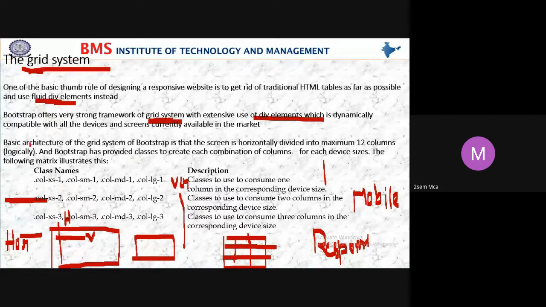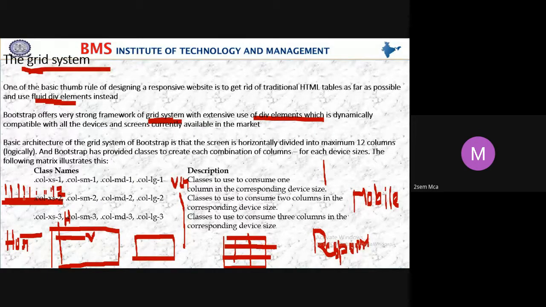So here the basic architecture of the grid system of Bootstrap is that the screen is horizontally divided into 12 columns. So like this, the horizontal line will be divided into 12 columns in the screen. Yes, understanding? So 1, 2, 3, 4, 5, 6 up to 12 columns. So the screen is horizontally divided into 12 columns.